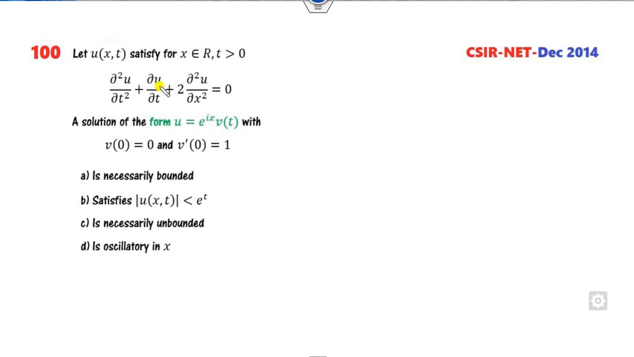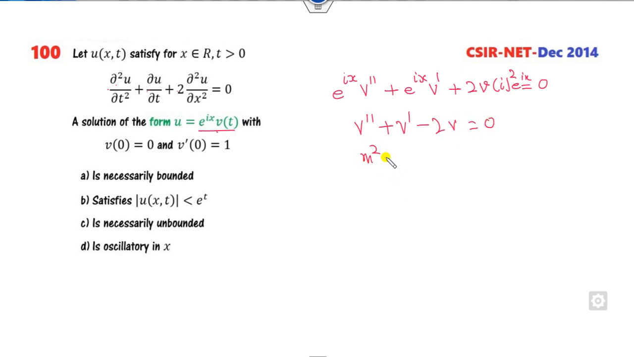Again, this is the function and the coefficients are constants. I can substitute this value here. So e raised to power iota x v double dash plus e raised to power iota x v dash plus 2 times derivative iota square. Fine. So it is v double dash plus v dash minus 2v is equal to 0. So it is a quadratic, m square plus m minus 2 is equal to 0. m is minus 2 or plus 1. So what is my v? C1 e raised to power this plus C2 e raised to power here. Fine.